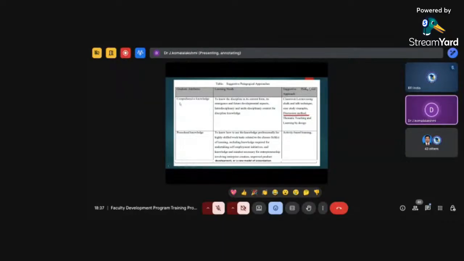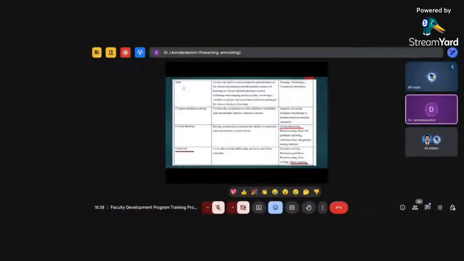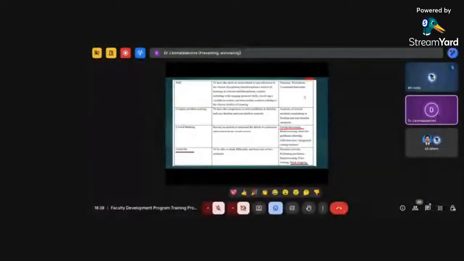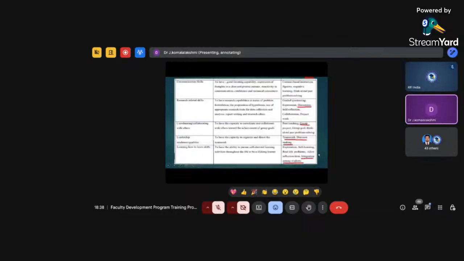Graduate attributes parameter: comprehensive knowledge. What is the method? Pedagogical method, group discussion. Procedural knowledge: what is the method? Group discussion. Skill: what is the method? Group discussion. Problem solving, group discussion is the way. Critical thinking, group discussion helps to develop critical thinking. Creativity, people develop their creative thinking skill because of group discussion. This mind mapping supports their creativity. Communication skill, obviously, group discussion supports.